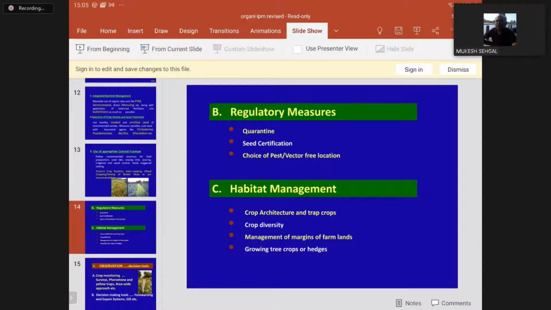Next we come to regulatory measures. Quarantine is very, very important. Sometimes simply quarantine controls our pests, just like Globodera rostochiensis, the potato cyst nematode, which we have only in the Nilgiris. But just last year, I found there was a breakdown of quarantine, and these pests have traveled from Nilgiri to Shimla and to Himachal Pradesh also. So seed certification is very, very important. Certain soil-borne diseases as well as seed diseases can be managed by seed certification.